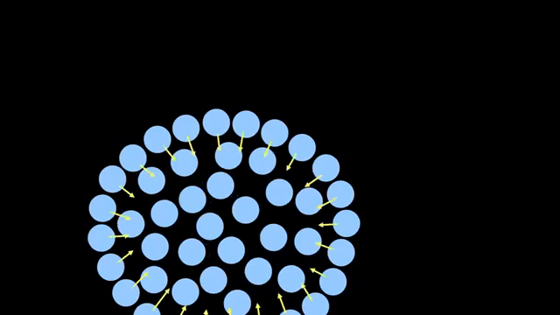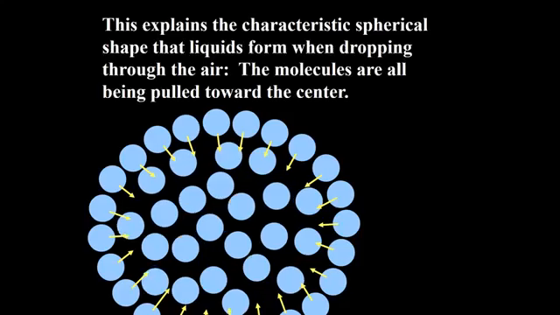What do you think surface tension would do to a liquid not confined in a container? In this model of a small water droplet, what is the net direction of the force on the surface molecules? That's right, it is toward the center. And so a free-falling drop of liquid takes on a spherical shape.